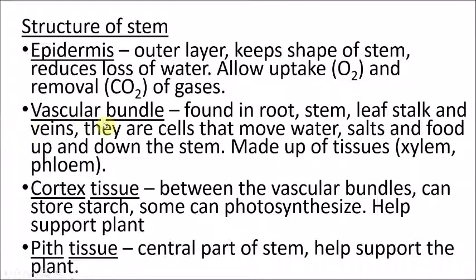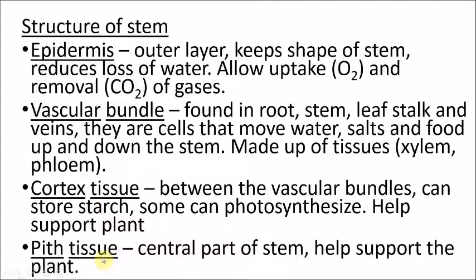The vascular bundles, again, these are the xylem and the phloem. They're found in the roots, the stem, the leaf stalk, and the veins. They allow movement of water if it's the xylem and minerals, and food like amino acids and glucose if it's the phloem.